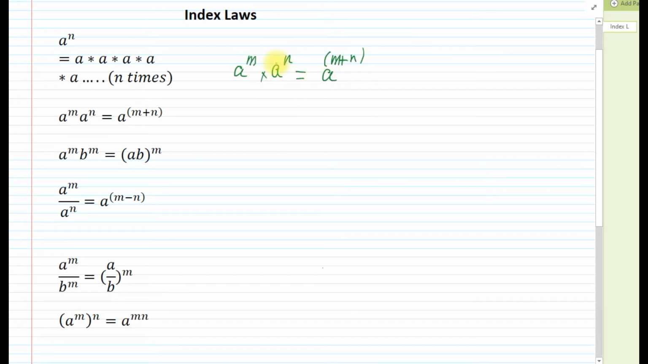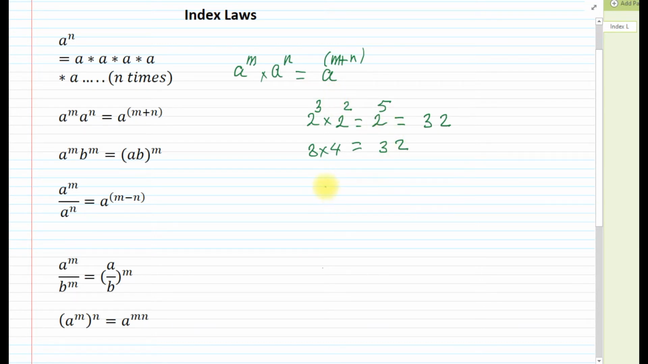So if the base of the two numbers, or it could be more than two numbers, are the same, the indices add up. As an example, if I have 2 to the power 3 times 2 to the power 2, this will be 2 to the power 3 plus 2, which is 5. 2 to the power 5 is 32. 2 to the power 3 is 8, and 2 to the power 2 is 4. So 8 fours are 32.